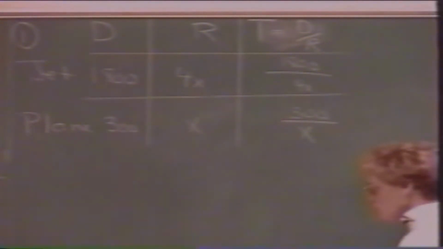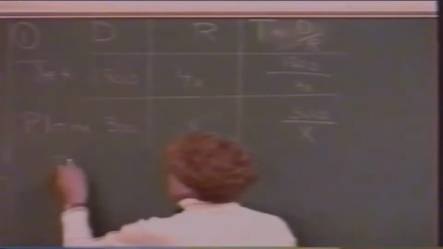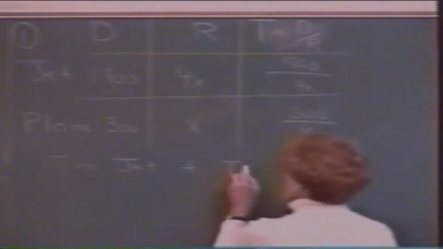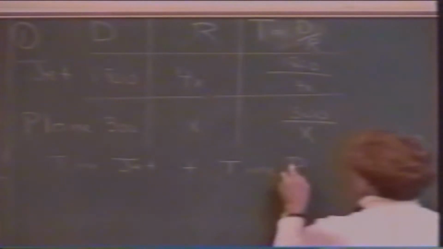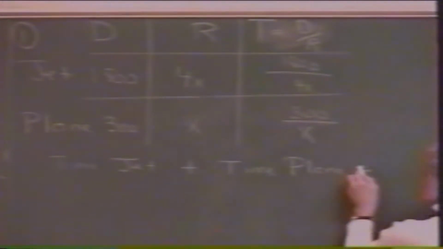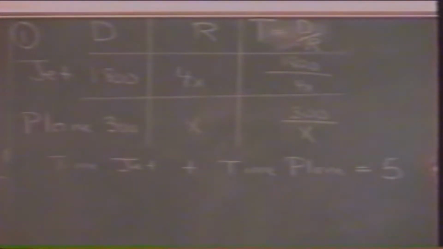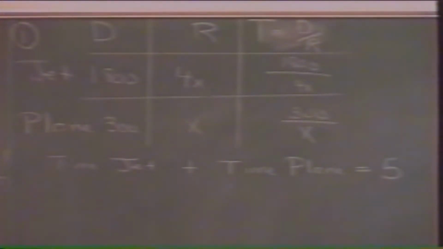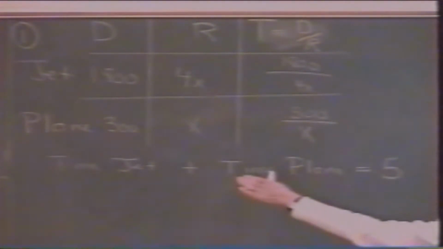The problem has a total of 5 hours. If you're writing that down, you might circle it. So what's going to happen is the time of the jet plus the time of the plane is going to be 5 hours. Since it says the total time is 5 hours, the time of the jet plus the time of the plane is equal to 5. And that's where our equation is going to come from.